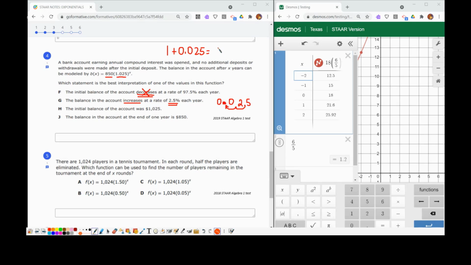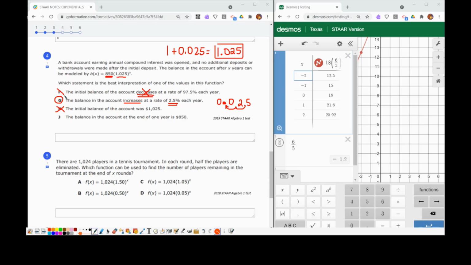And that means the rate of the exponential function should be 1.025. So that's what this multiple choice is saying. And if you notice right there, the equation has the same rate. So that means this is a very good answer. Now let's double check the other ones, okay? The initial balance of the account was 1,825. Well, the initial amount was 850. So I know for sure that that's not correct.